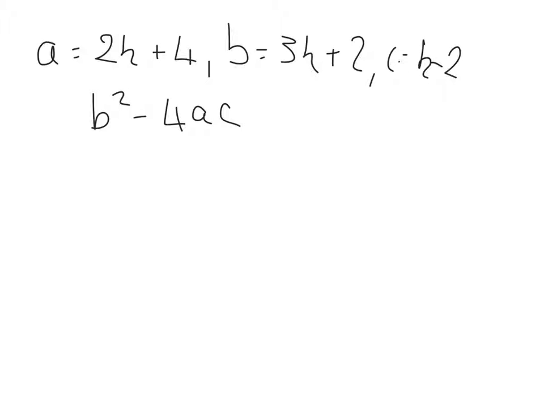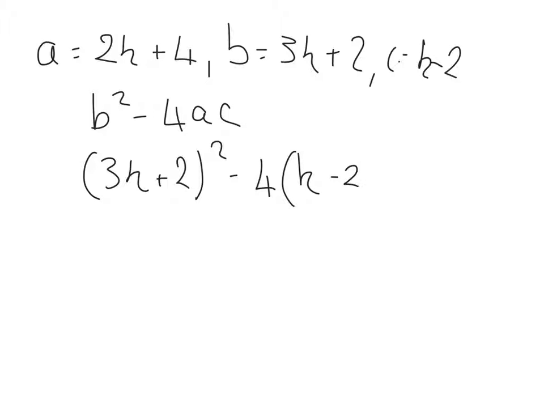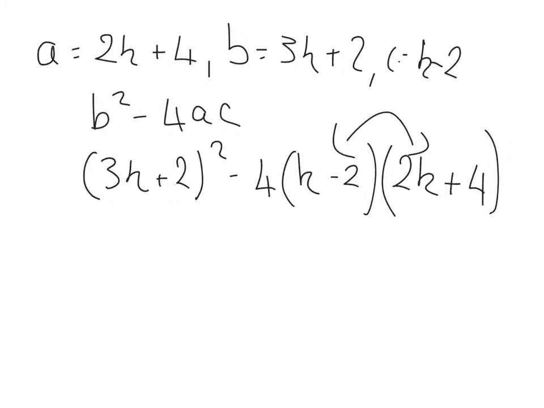So b squared, b is 3k plus 2, so it'll be 3k plus 2 all squared, minus 4 times c, which is k minus 2, times a, which is 2k plus 4. I should really have put them the other way around, but the same difference.